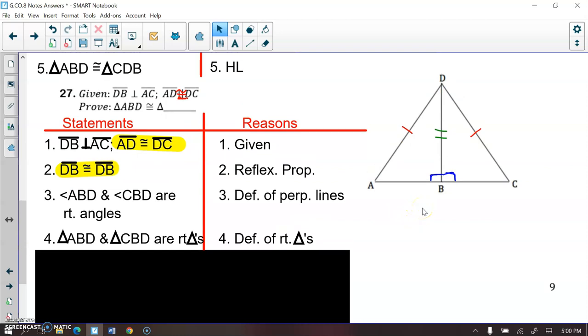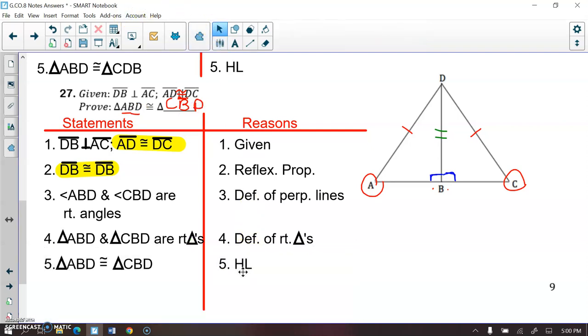But we need to put them in the correct order. Angle A on my first triangle would be congruent to angle C on my second. Angle B on my first triangle is the right angle. Angle B on my second is also the right angle. And angle D on my first then would be congruent to angle D on my second. So triangle ABD is congruent to triangle CBD by HL.